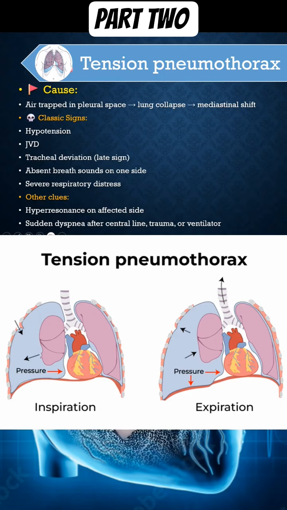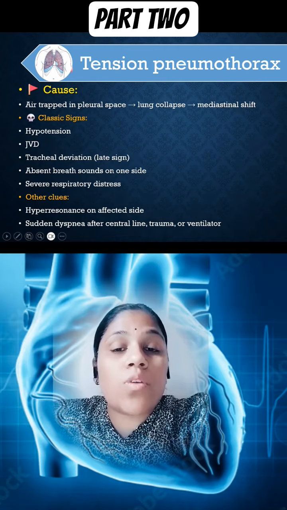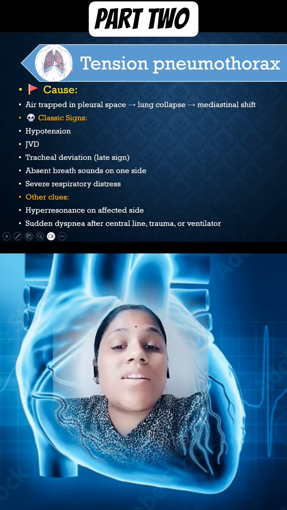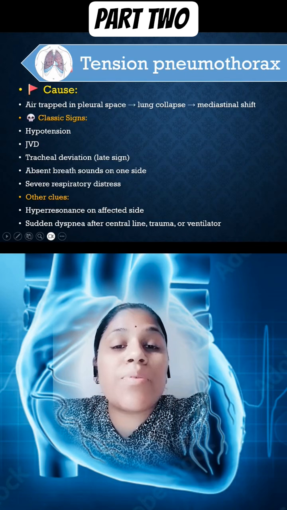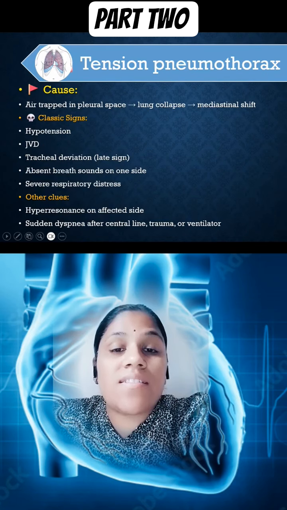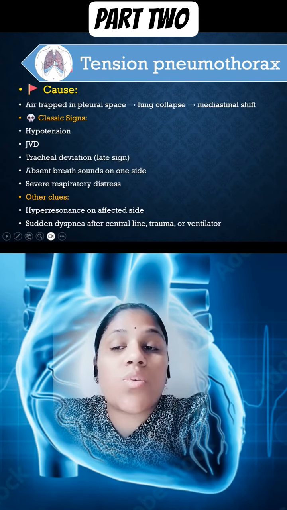And the classic signs here are hypotension again, jugular venous distension and tracheal deviation. This is an important sign, but it is seen a bit later. The absent breath sounds on the affected lung is the most important sign, associated with severe respiratory depression. Other clues are hyperresonance on the affected side and sudden dyspnea after a central line procedure or a trauma, or when the patient is on a ventilator.